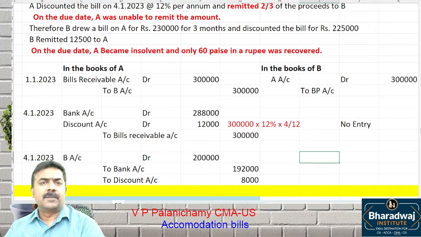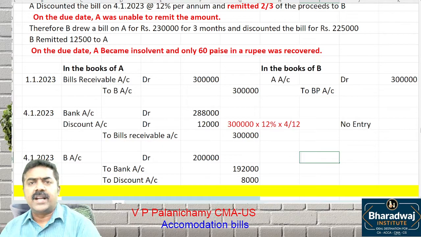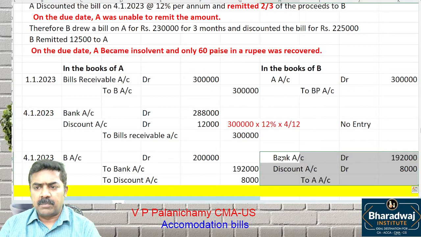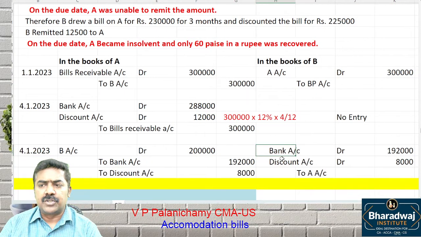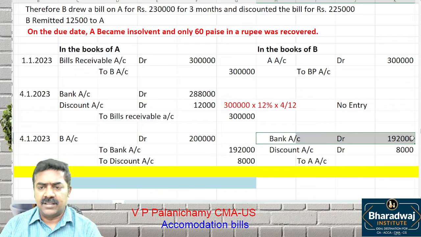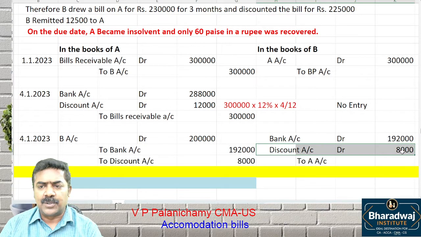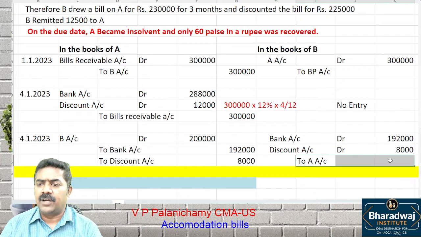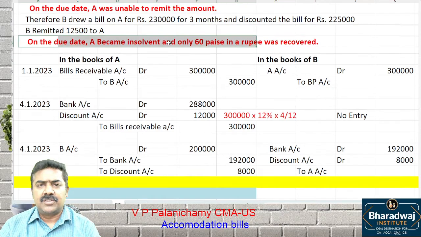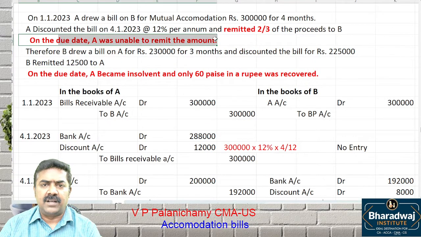Then the other party is getting the money from us. What is the entry that he will pass? Bank account debit, discount account debit, to A account. Like that he will pass the entry. Bank account debit, discount 8,000 of expenses he is bearing, to A account 2 lakhs, like that he will be passing the entry.